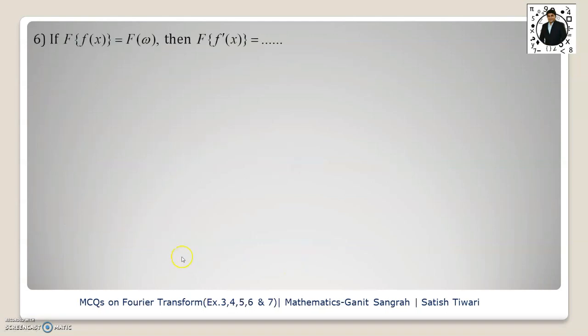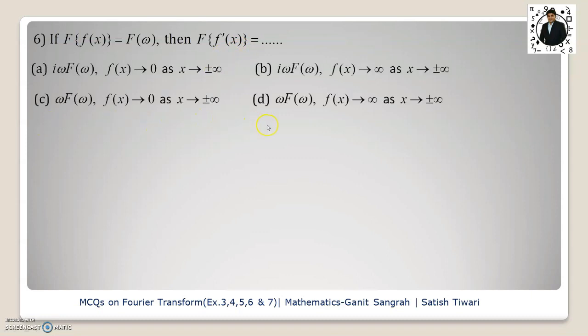Moving to the next question, example number 6. If Fourier transformation of f(x) is given as F of omega, then the Fourier transformation of f dash of x, it means the Fourier transformation of the derivative was asked. These 4 options are with us. So here option A is correct. If you know the formula, it is i omega F of omega. Again, if you see here, i omega F of omega is also in option B, but the condition there is that f(x) tends to 0 as x tends to plus minus infinity, and here f(x) tends to infinity as x tends to plus minus infinity. So when f(x) tends to infinity, it is meaningless because the function will not be defined there, and here the condition is valid, that is f(x) tends to 0. So option A is the correct option.